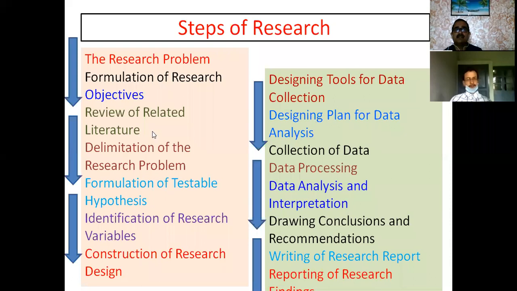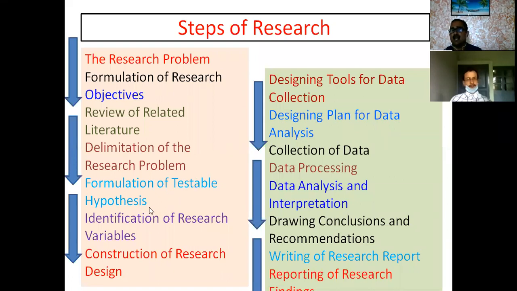So review of related research literature. This is the fourth step you will have to follow. After that, the limitation of the research problem we can fix. It means only after going through that related literature can we have an idea about the limitation of our own research problem, up to what limitation we can go, up to what limitation we can discuss, and up to what limitation we can achieve. That is the limitation of the research problem.